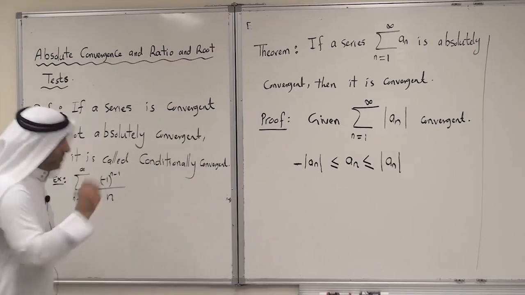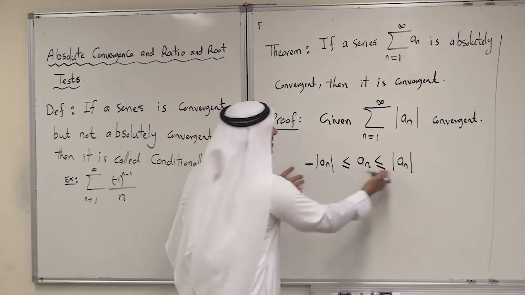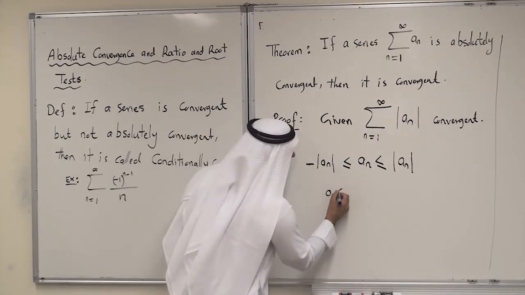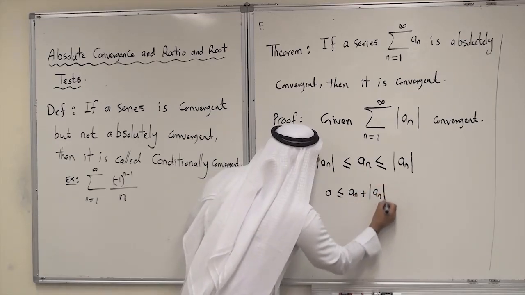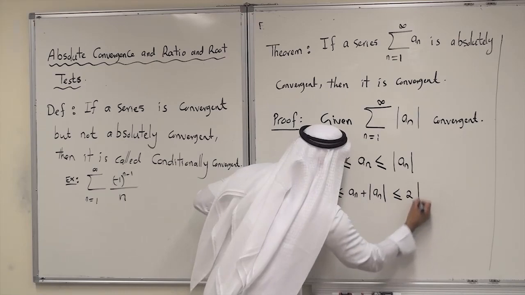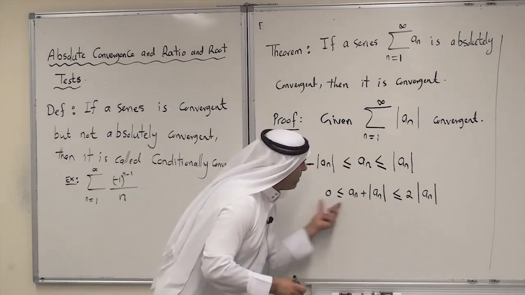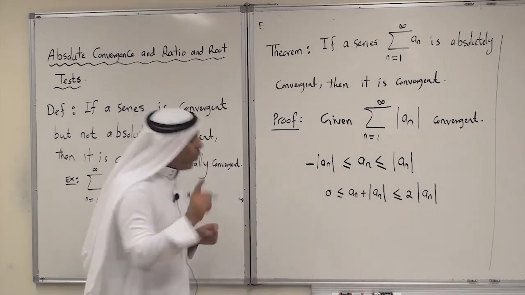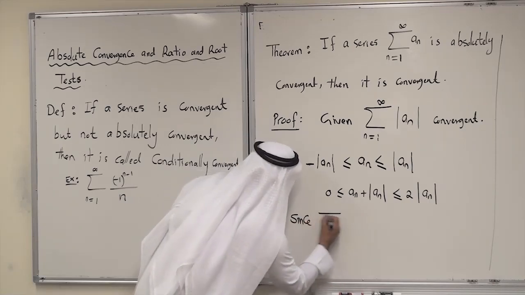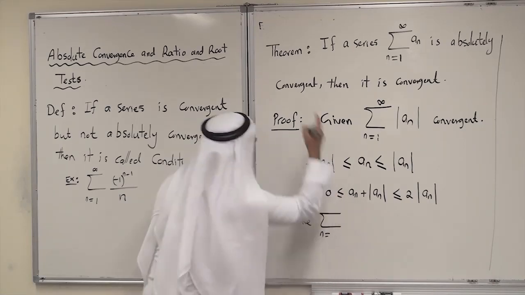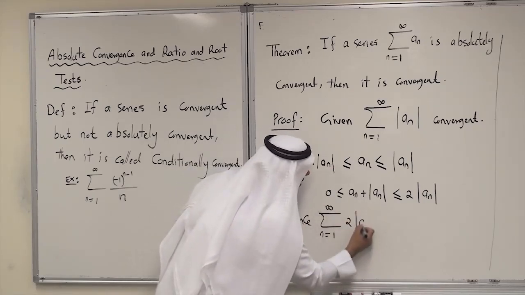Now, if we add the absolute value of an to all sides of this inequality, we get 0 less than or equal to an plus the absolute value of an, and that is less than or equal to twice the absolute value of an. Now, the question is this. We have non-negative terms. What can we say about the series, the summation from n equal to 1 up to infinity, of 2 times the absolute value of an?